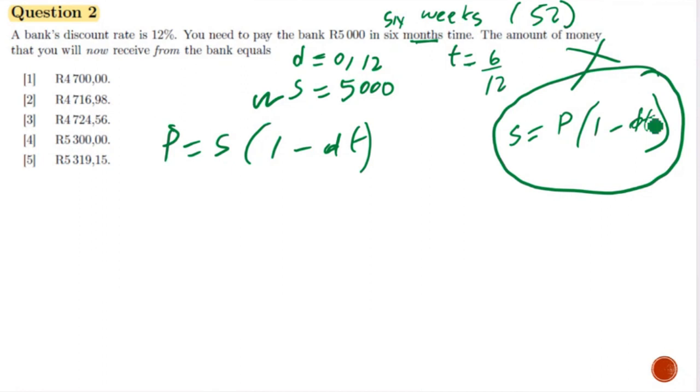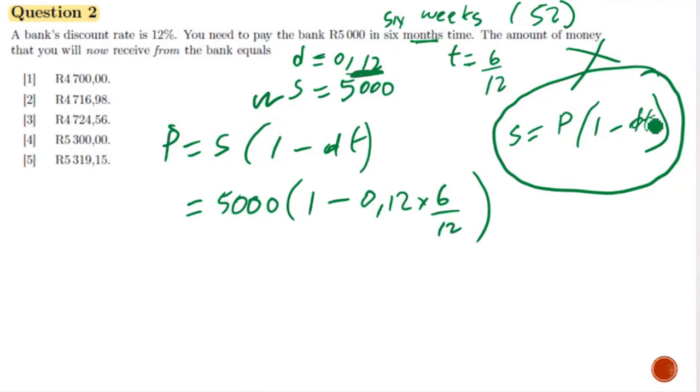So your S here is 5,000 into 1 minus, you are told that your discount rate is 0.12, and then your time is 6 over 12. That is what this question is addressing. What are the critical aspects that it is addressing? Then you find that your answer is 4,700.